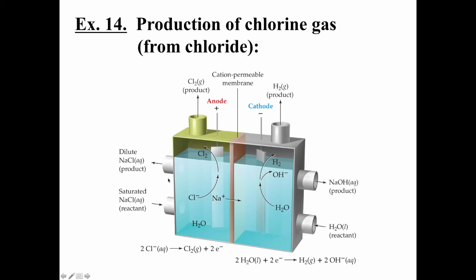And here is an electrochemical cell where we have two half cells, of course, and we have some chloride solution on one side, water on the other. We have an anode and a cathode, and the chloride ion can conceivably be oxidized to chlorine gas, and water can conceivably be reduced to hydrogen, producing hydroxide as well. And if we can make this happen, that would be a good way to produce chlorine.